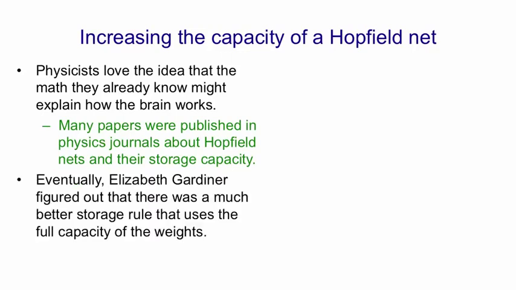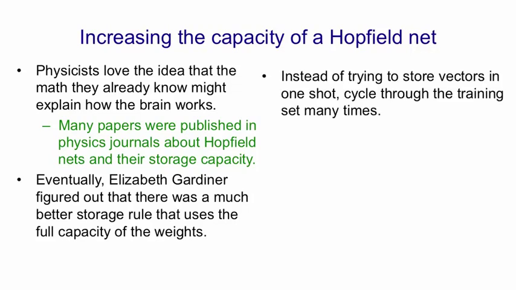Eventually, a very smart student called Elizabeth Gardner figured out that there was actually a much better storage rule if you were concerned about capacity, and that it would use the full capacity of the weights. And I think this storage rule will be familiar to you. Instead of trying to store vectors in one go, what we're going to do is cycle through the training set many times. So we lose our nice online property that you only have to go through the data once, but in return we're going to gain more efficient storage.